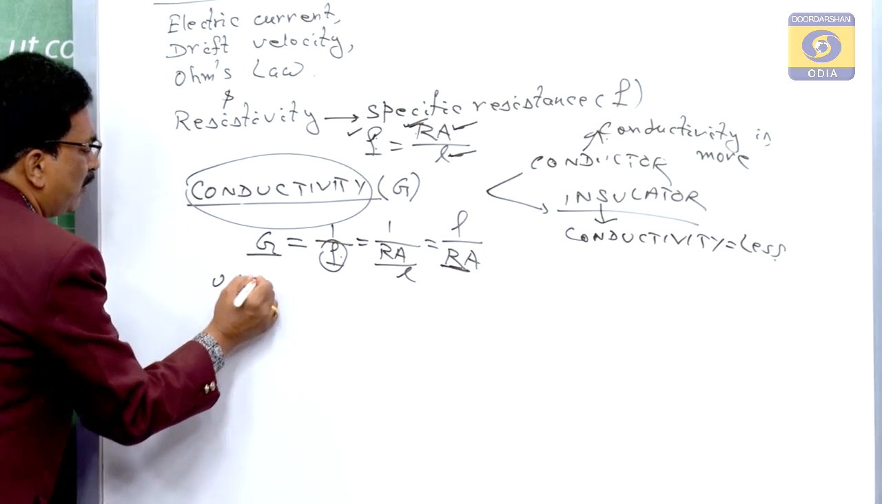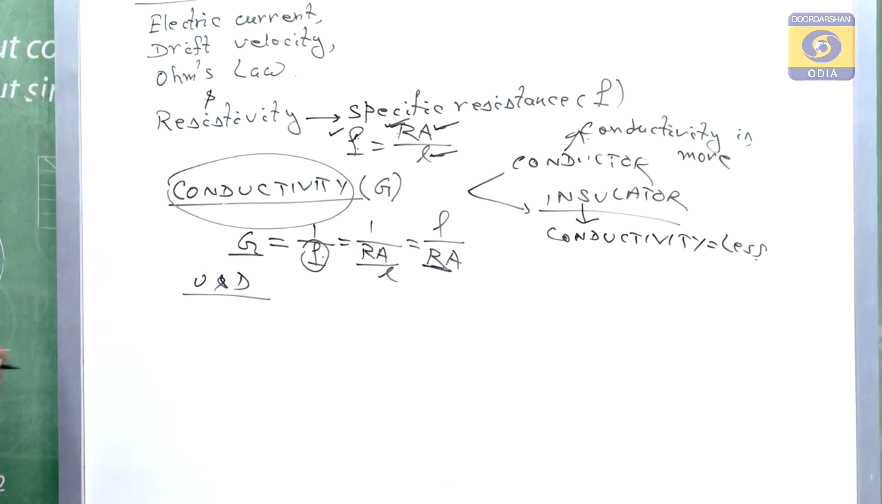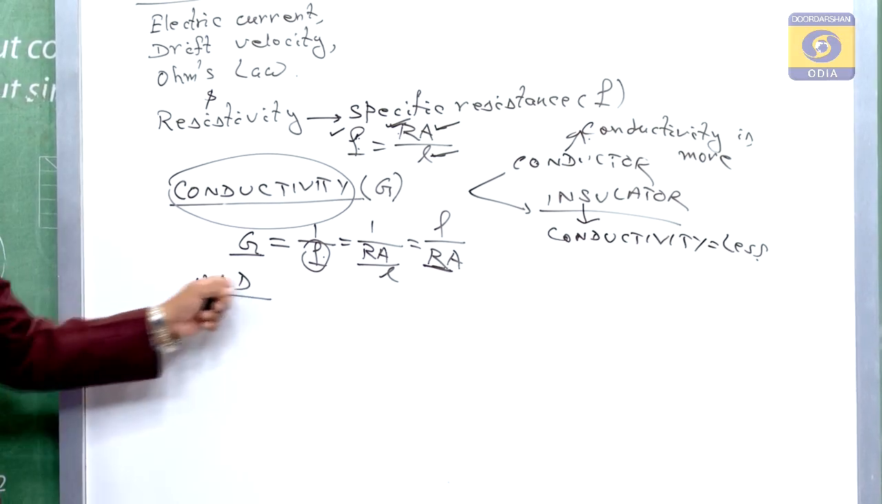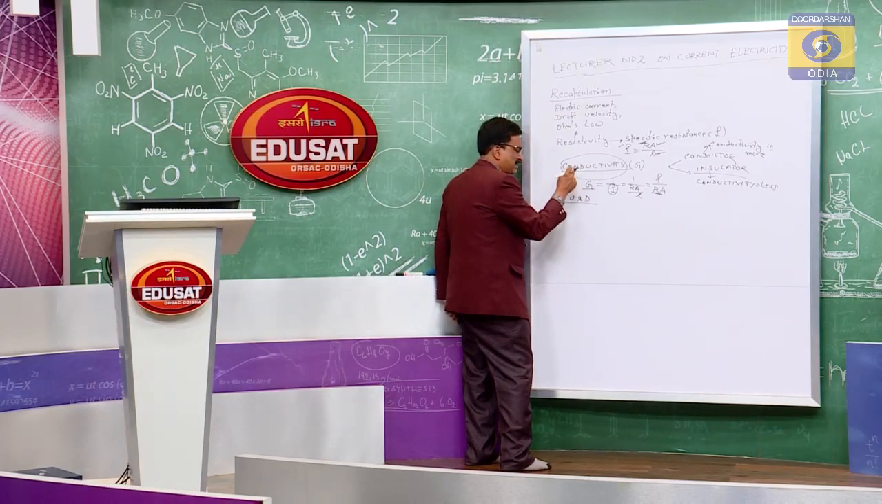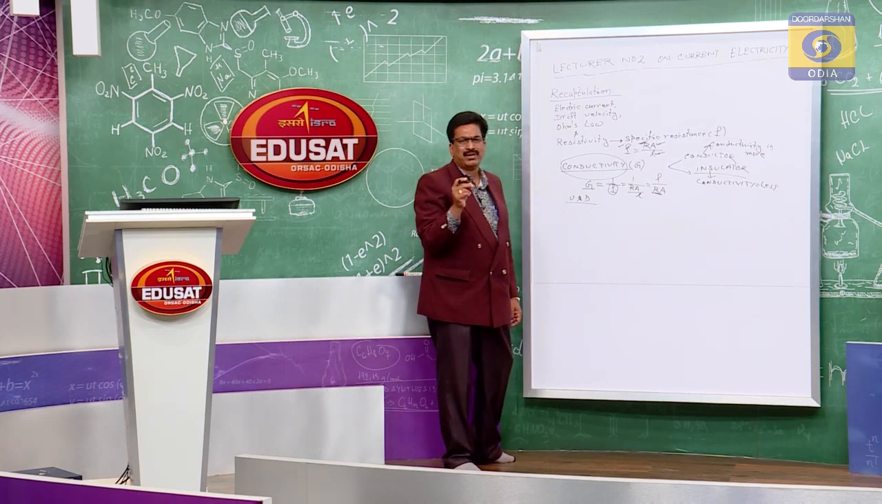Then comes unit and the dimension. I am writing it U and D, unit and the dimension. So, what is the unit? As per my last class, I said that the unit of any physical quantity purely depends upon its mathematical expression.